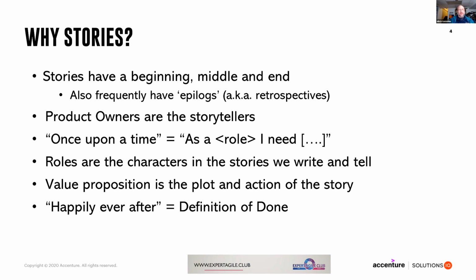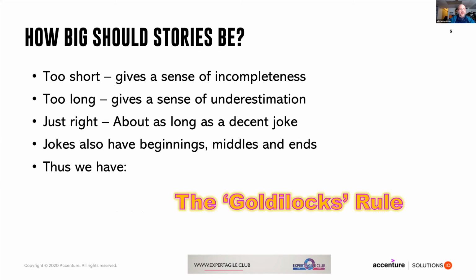We can say that when we start a fairy tale, we sometimes start with once upon a time. And in a similar way, when we write stories, we talk about as a role, as a user of some value, I need something. And that's the way we mark a user story. And the roles of those stories are the characters in the stories that we write and tell. When we talk about the meaning of the story, the value proposition, that represents the plot and action of the story. And when we get to happily ever after, that's when we've met our definition of done.